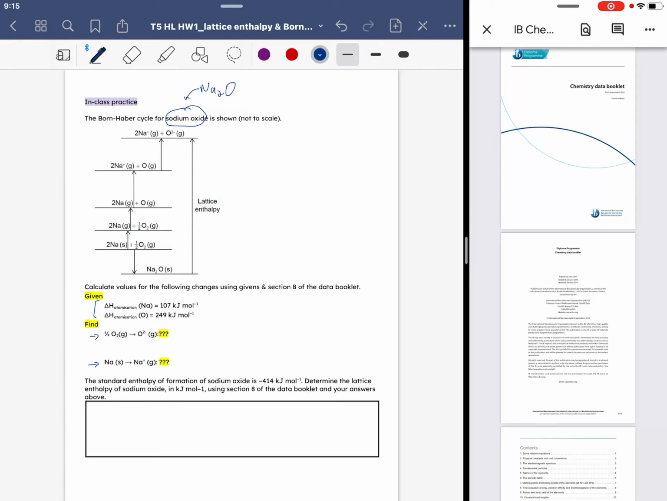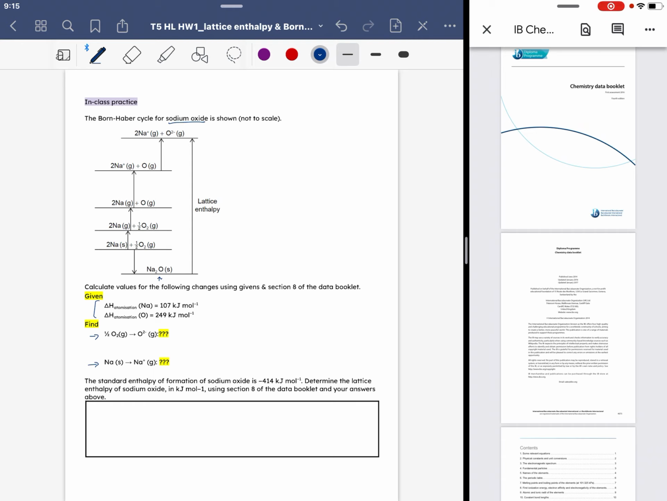Hello and welcome. The purpose of this video is to go through this Born-Haber cycle for sodium oxide, to be a nice reference for you as you're working through Born-Haber cycles. So, sodium oxide, they give it to us in this diagram.